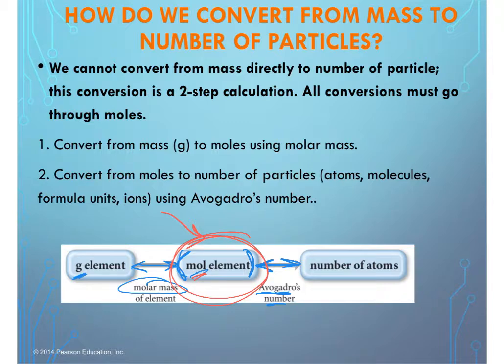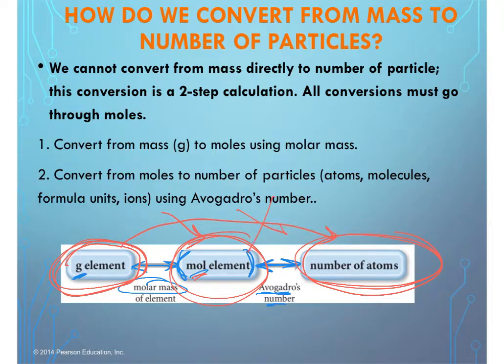So what happens if you're asked to go from grams of a substance all the way to atoms or molecules? Oh, how do you do that? You cannot go directly between grams and atoms. Remember what I said? Everything must go through moles. Okay, so this is a two-step calculation. Each arrow here represents a calculation. So if you started with grams, you would first have to convert it to moles, do a calculation, and the second step, go from moles to atoms.